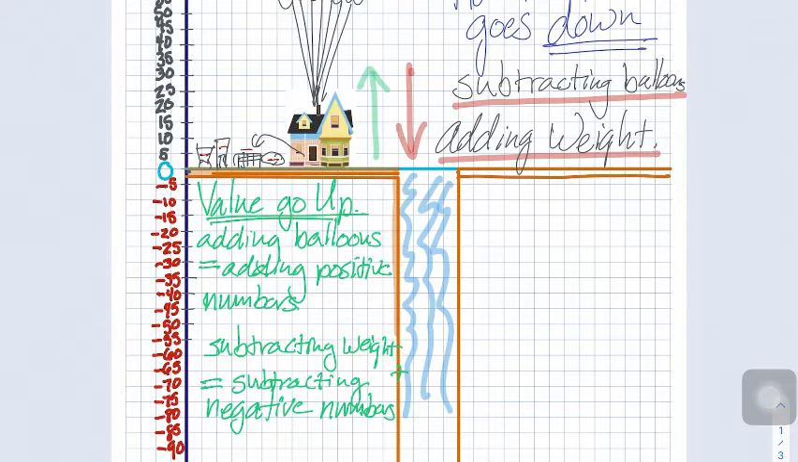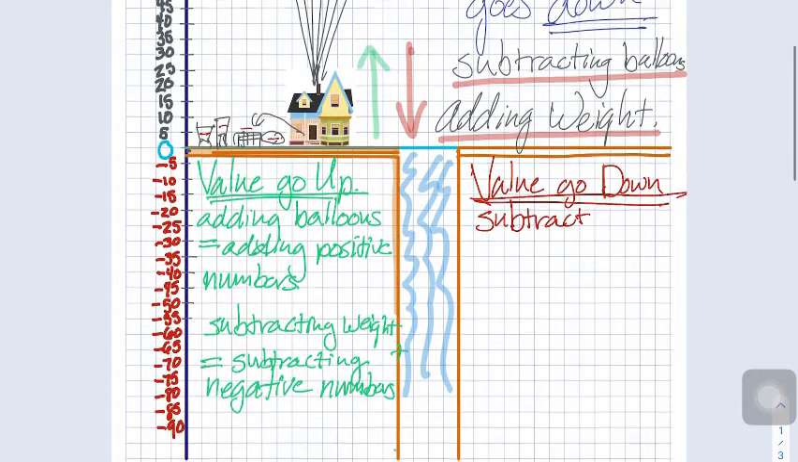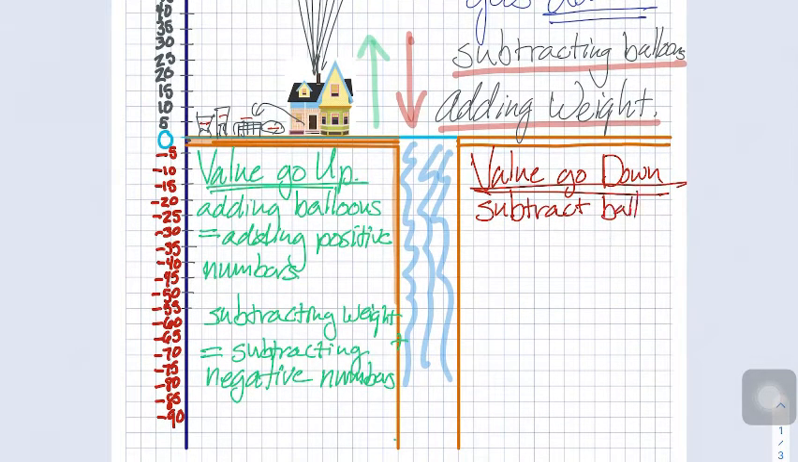Okay, and then if I want to make the value go down, there's two ways I can do that. One of them is subtracting balloons, right? If we pop the balloons, then the house is going to go down. Well, if you subtract positive numbers, the value goes down. So subtracting balloons is equal to subtracting positive numbers.